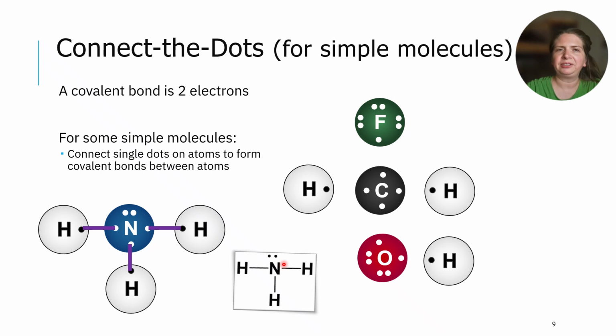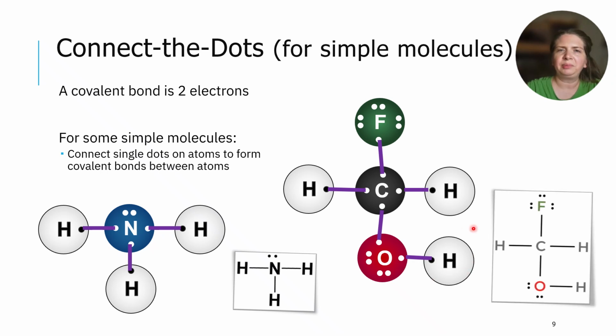Now let's look at another example. This molecule has 1 carbon atom, 1 oxygen atom, 1 fluorine atom, and 3 hydrogen atoms. Matching the unpaired electrons shows that carbon forms 4 single bonds. Carbon bonds to 2 hydrogen atoms, 1 fluorine, and 1 oxygen atom. The remaining hydrogen atom bonds to the oxygen atom. The completed Lewis dot structure has the bonding pairs typically shown as lines instead of pairs of dots.